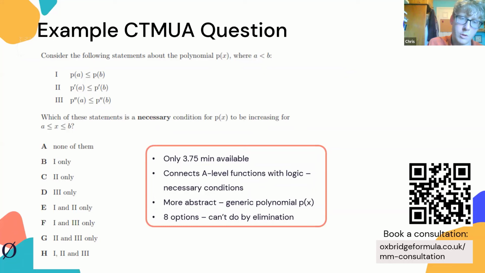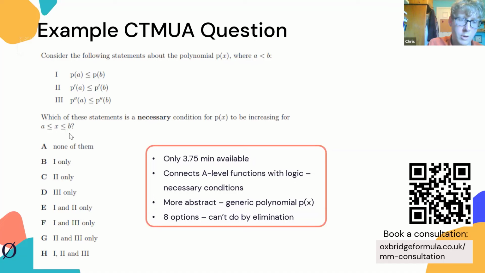And you can see it's also not just about working anything out. There's this connection with logic. You need to know what a necessary condition is. You're given 3 statements, and you're asked which of them is a necessary condition for the function to be increasing on a particular range. And when it says which of these statements is a necessary condition, you might think that means it can only be one of them.